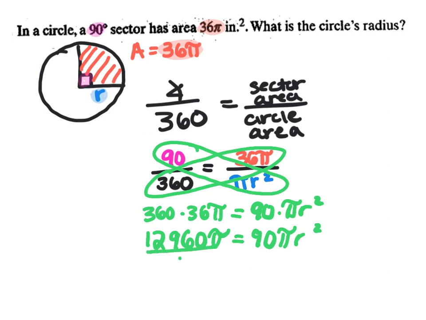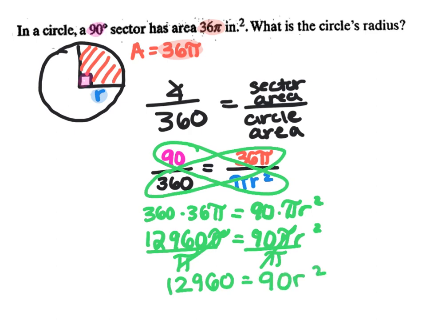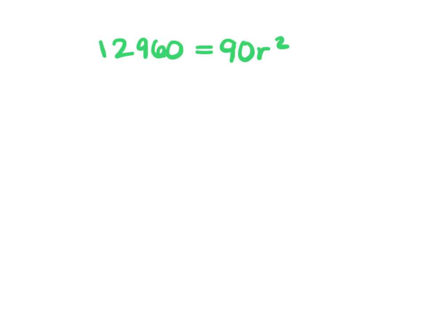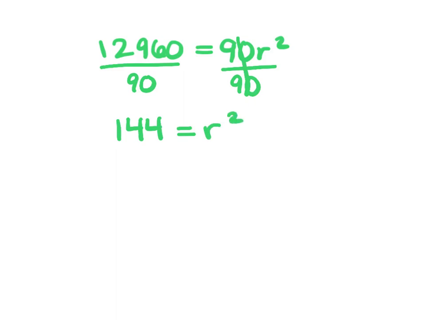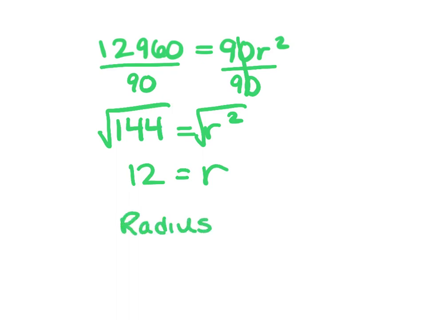Now if I first divide both sides by pi, the pi's cancel, so it becomes 12960 equals 90r squared. Now in order to continue solving, you'd have to divide both sides by 90. So you would get that 144 equals r squared. And lastly, you take the square root of both sides, so you get 12 equals r. So this tells us that the radius is 12 inches.